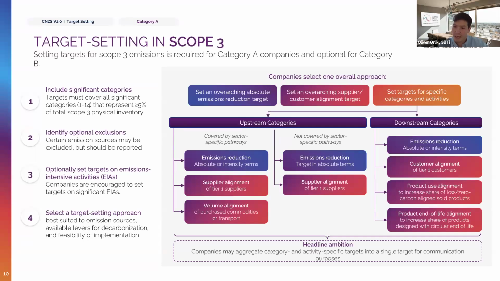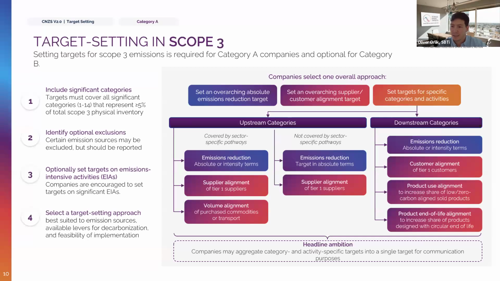So you identify which of the categories are over 5% of your total scope 3 inventory. You identify any optional exclusions, and I think useful to hear on this call is employee commuting can be excluded from company target setting. However, if it is a material category for the organization, so if it's over 5% of your total scope 3 physical inventory, it should be included. You can optionally set targets on emissions intensive activities.